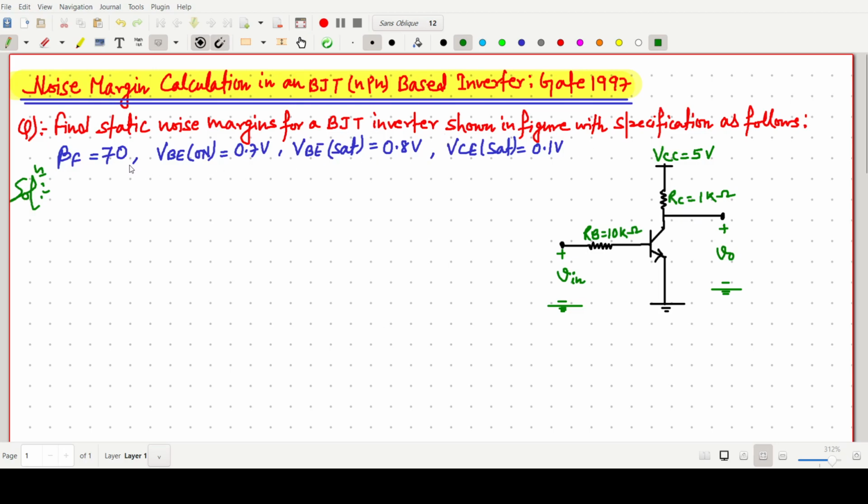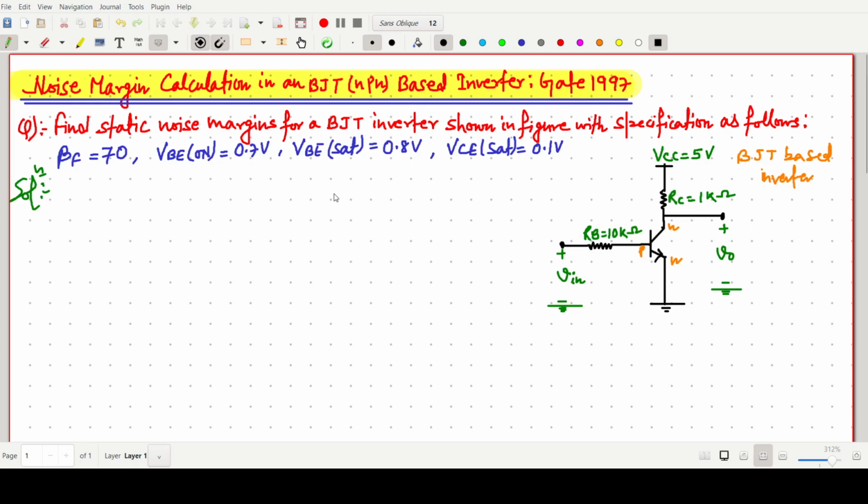Current gain is given as 70, VBE on 0.7 volt, VBE saturation 0.8 volt, and VCE sat 0.1 volt. And this one is our BJT based inverter, and this one is our NPN transistor.